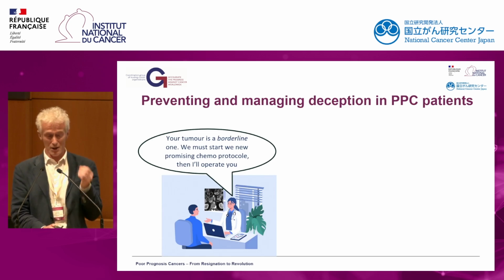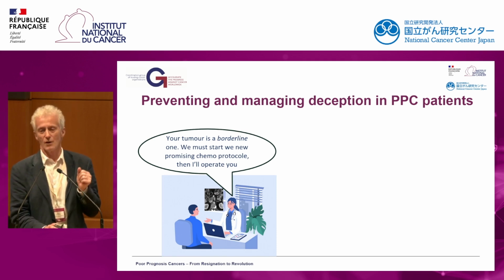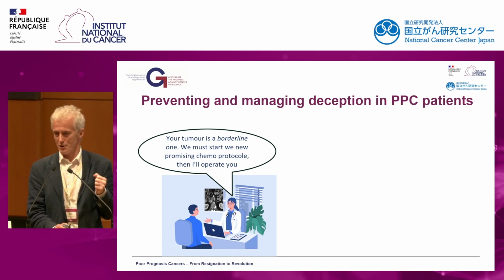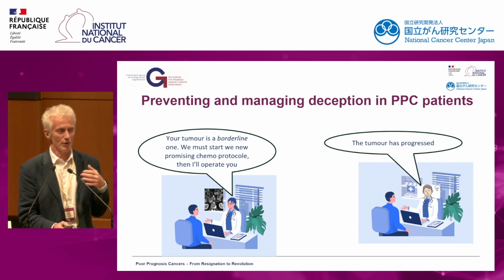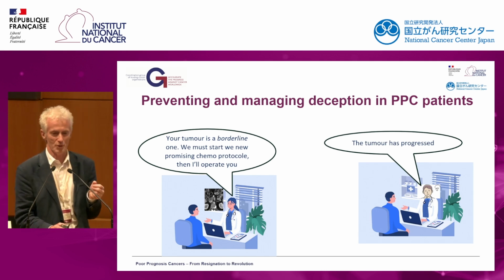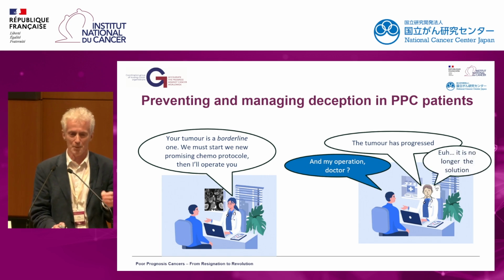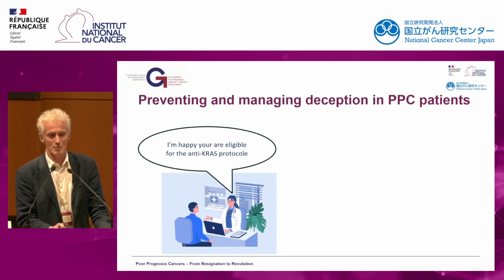So when managing these patients, I think it's very important to teach young physicians to say, in that situation, your tumor is borderline, we must start new chemo, and then we will see how to operate on you. Our surgeon says that very often. And finally, we find the patient after the neoadjuvant treatment and the tumor has progressed. And the patient there, my operation is no longer the solution.